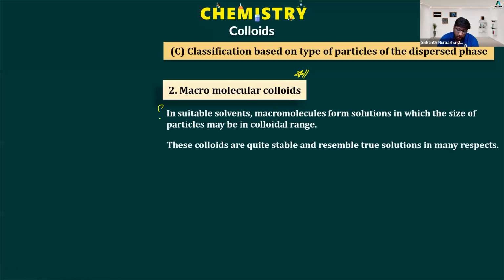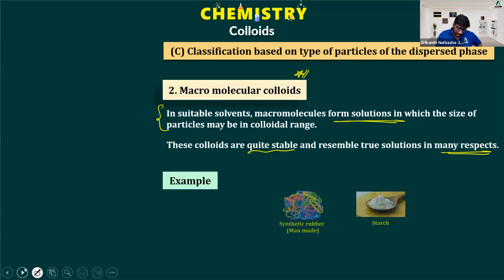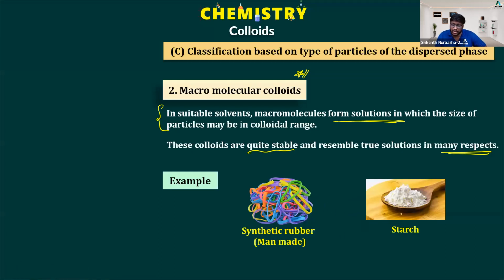Macromolecular colloids: in suitable solvents, macromolecules form solutions in which the size of particles may be in the colloidal range. These colloids are quite stable and resemble true solutions in many respects, solute plus solvent. But here the solute is the very large dispersed phase, and the solvent is the dispersion medium. We call this a colloidal solution. Examples: synthetic rubber, starch, all of which form colloidal solutions.